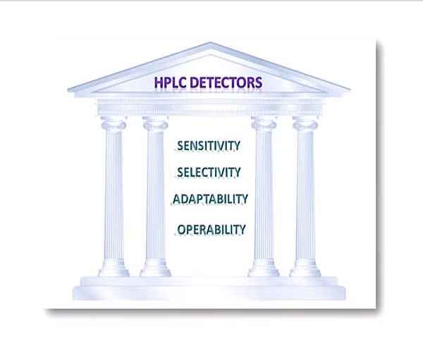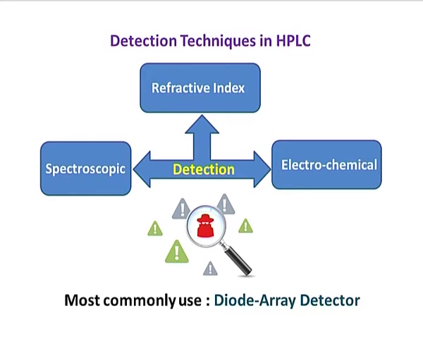So, finally, we come to HPLC detectors. The detectors are chosen based upon sensitivity, selectivity, adaptability and operability. Based upon that, one can use refractive index detectors or universal detectors, spectroscopic detectors or electrochemical detectors. Most widely used ones are spectroscopic detectors, and amongst those, the one most widely used is the diode array detector, which is basically a UV-vis detector which can simultaneously detect different wavelengths.